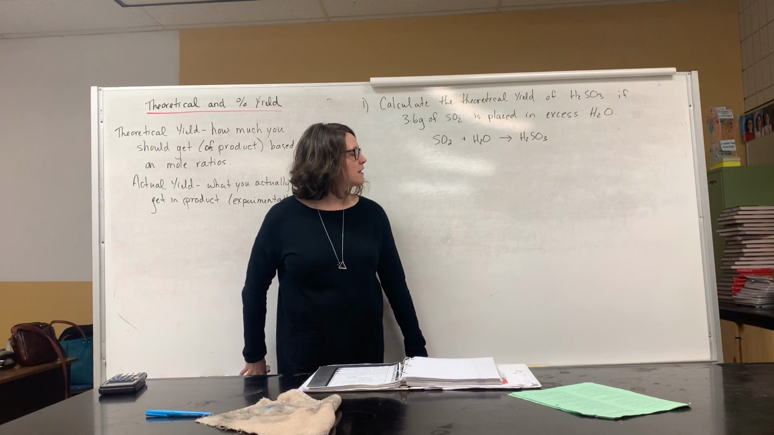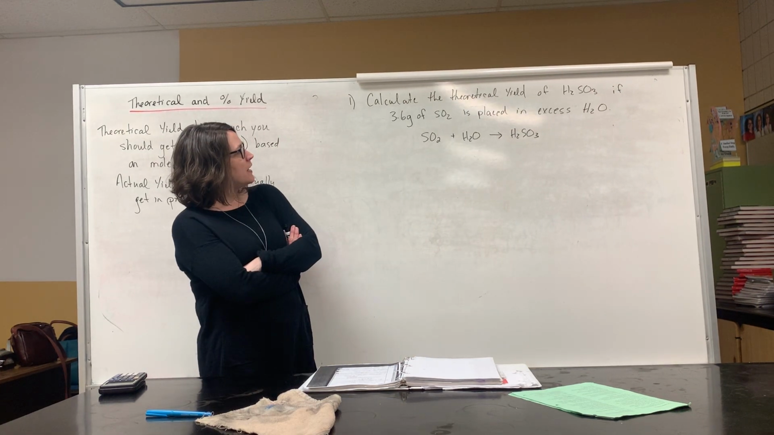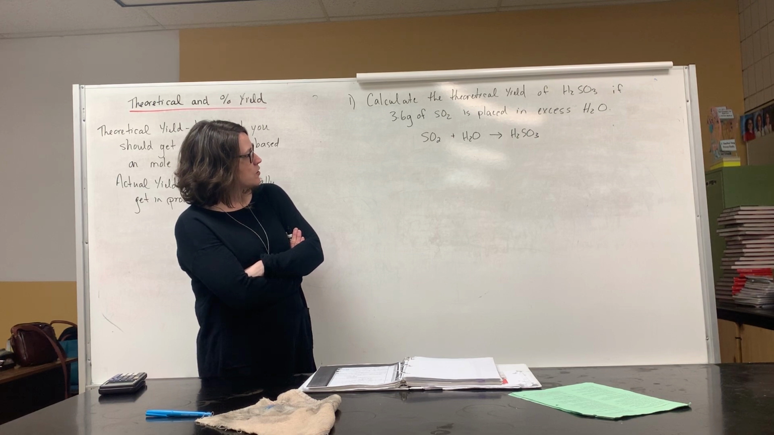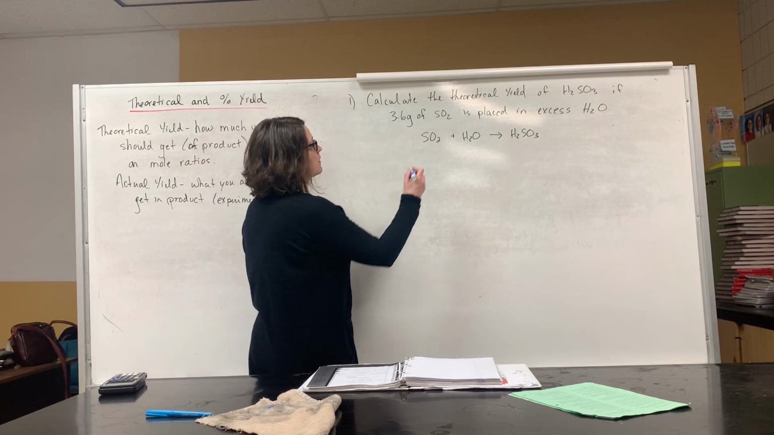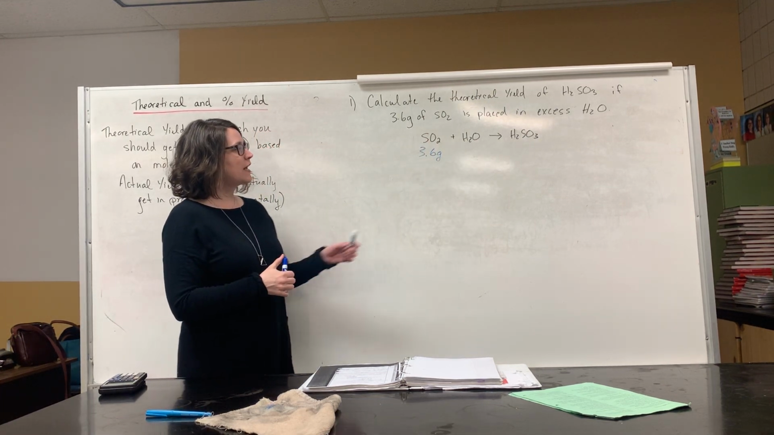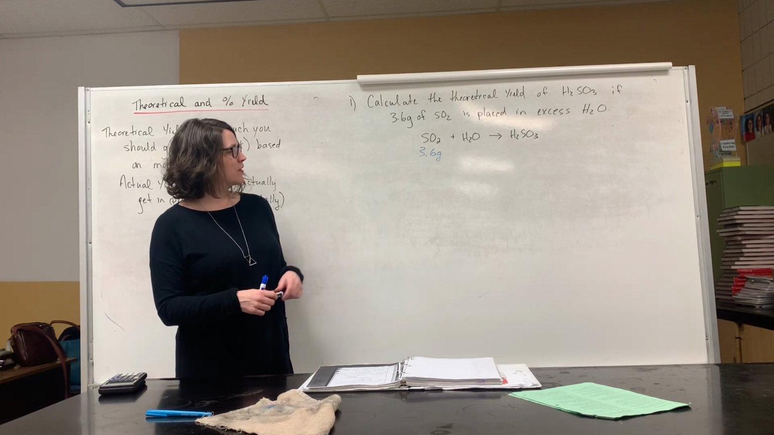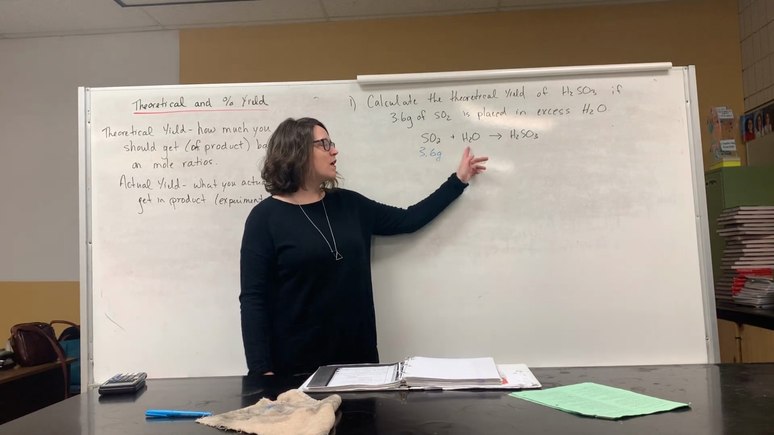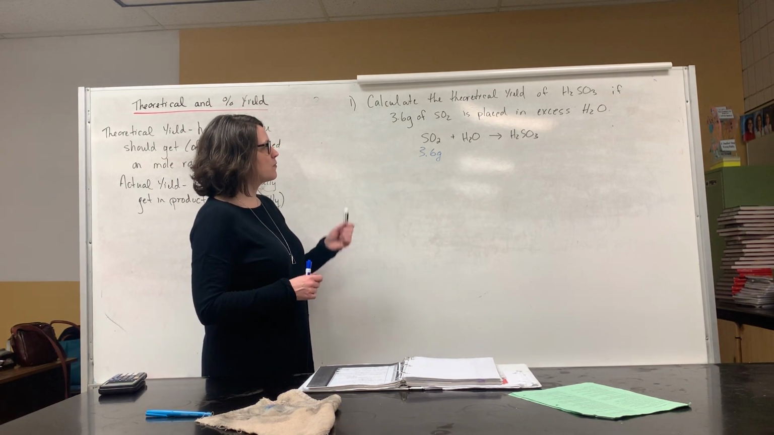Calculate the theoretical yield of H2SO3 if 3.6 grams of SO2 is placed in excess water. So we've got 3.6 grams of SO2. You've got excess water. Now you really know what that means because you learned the limiting stuff yesterday. If I've got excess, that means water is not limiting. I don't need to worry about it. So this is the only thing I need to worry about.